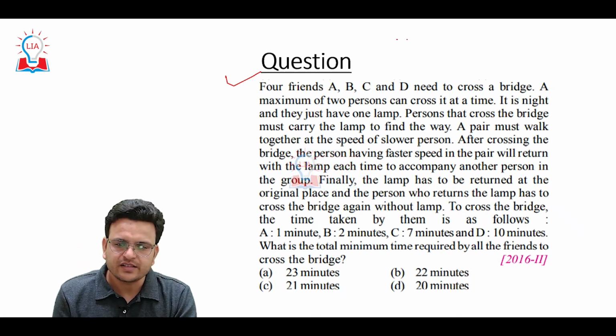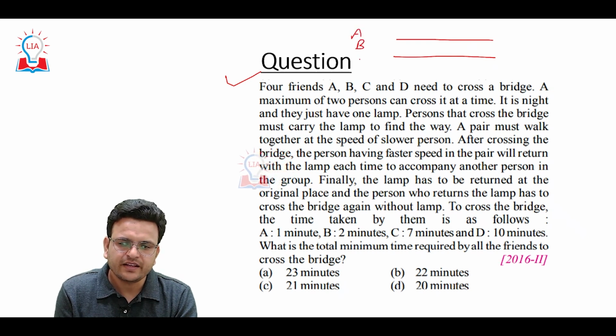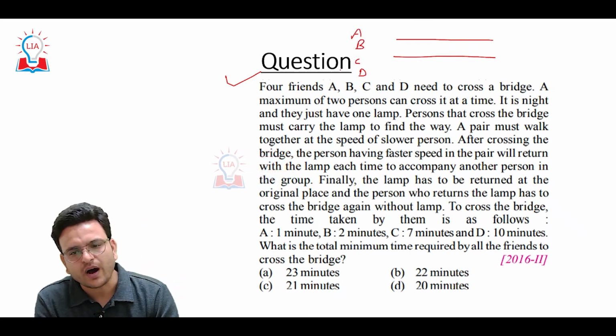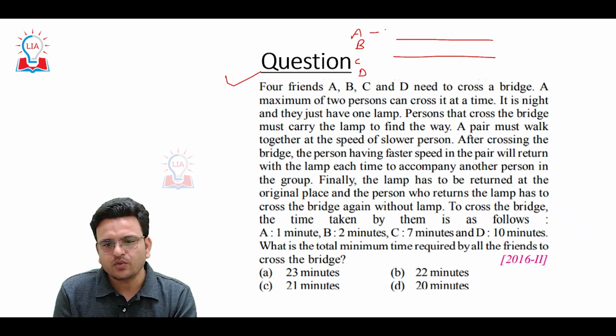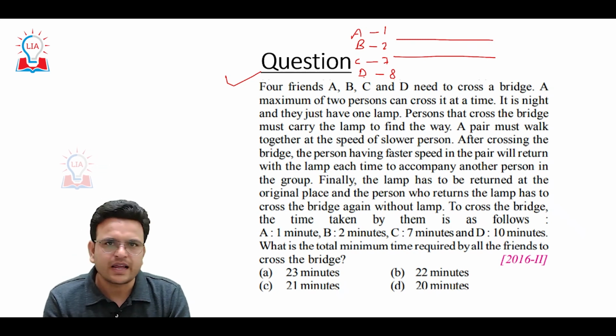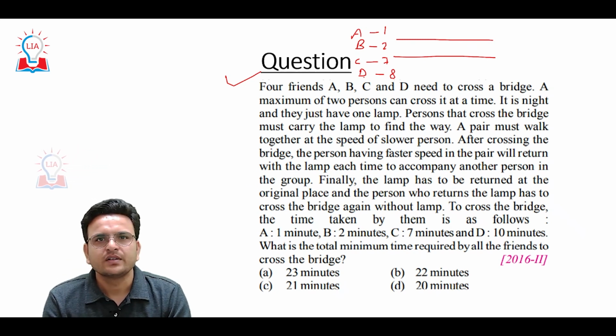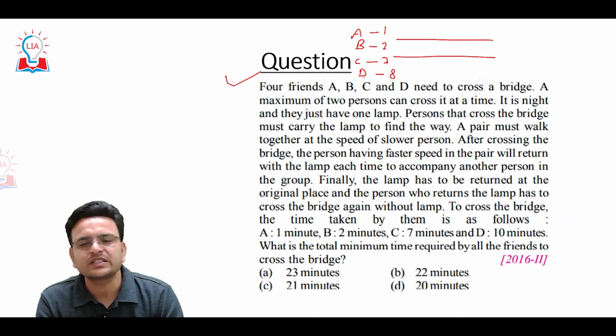So there is a bridge. On the bridge, 4 persons A, B, C, D have to pass. A can cross this bridge in 1 minute, B in 2 minutes, C in 7 minutes, and D in 8 minutes. They have a lamp in the night. So how much minimum time do they have to take to cross this particular bridge?